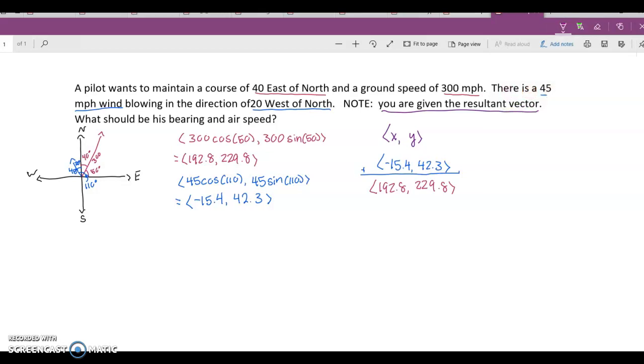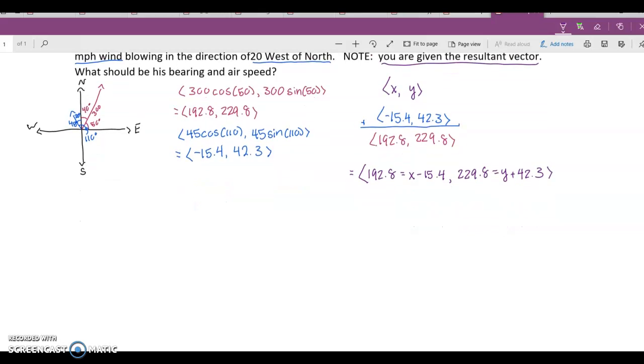So, getting this into our component form, we would have 192.8 is equal to x minus 15.4. So that's my first component in my resultant vector. And then 229.8 is equal to y plus 42.3. Now we have to solve for x and for y.